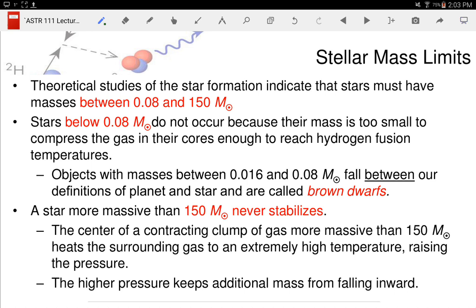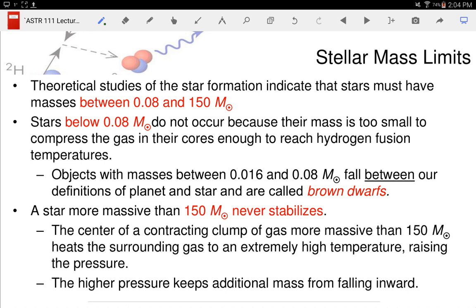All right. The masses of stars. The lowest mass that, according to our theories, can form a star is 0.08 solar masses. That is 8% of the sun's mass, the lightest you can have a star. Anything with less mass doesn't have enough temperature produced in the core to have nice sustained hydrogen fusion. And so it kind of fades away from 0.016, that's 1.6% of the sun's mass, to 0.08, 8% of the sun's mass. Those fall between the definition of a planet and a star. And so those things are called brown dwarfs.